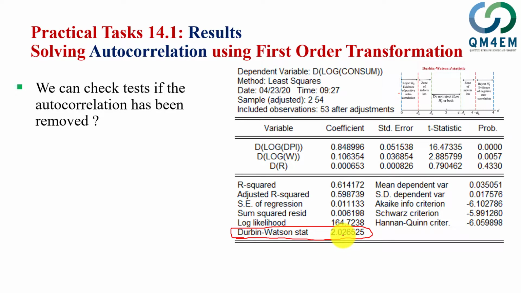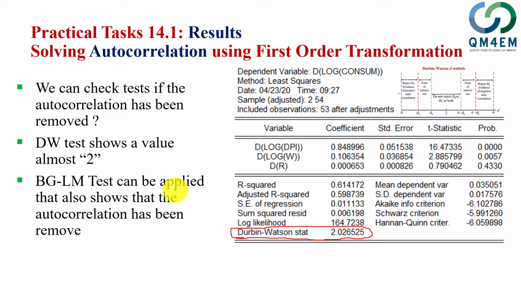So this value 2.02 is almost 2. So that's very close to the no autocorrelation range. So we say that the problem of autocorrelation has been solved. To be more sure, we can apply the BG test and see if there is a problem of autocorrelation or it has been solved.